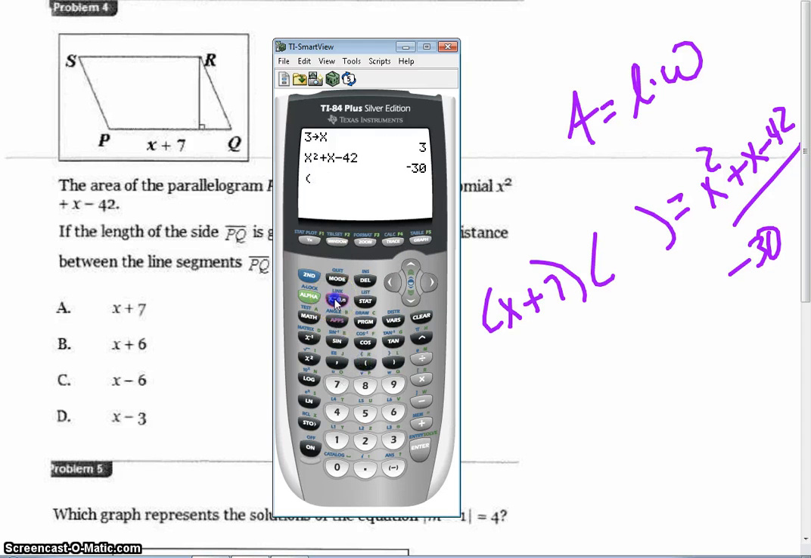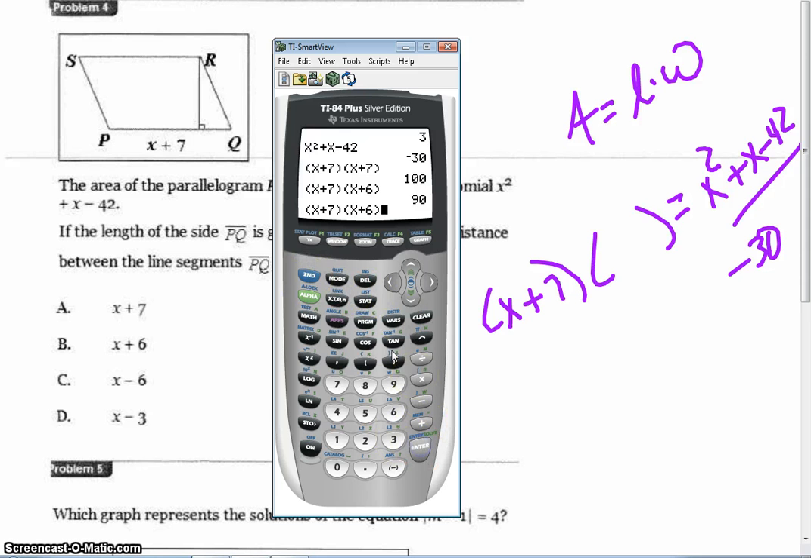So I know that one side is x plus 7. And then I'm just going to do trial and error. If I multiply it by A, which is also x plus 7, do I get negative 30? No, A is not my answer. Second enter to pull it up, and instead of x plus 7, B is x plus 6. Do I get negative 30? No, not my answer.